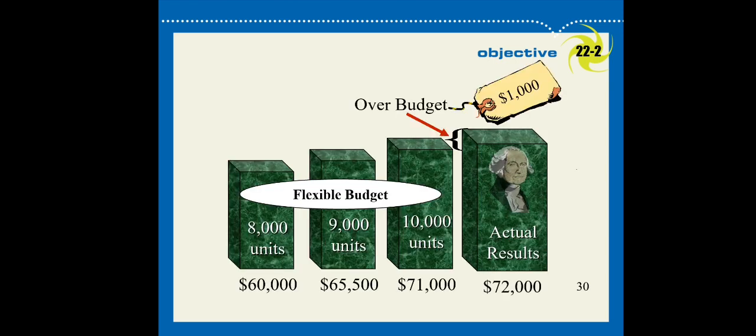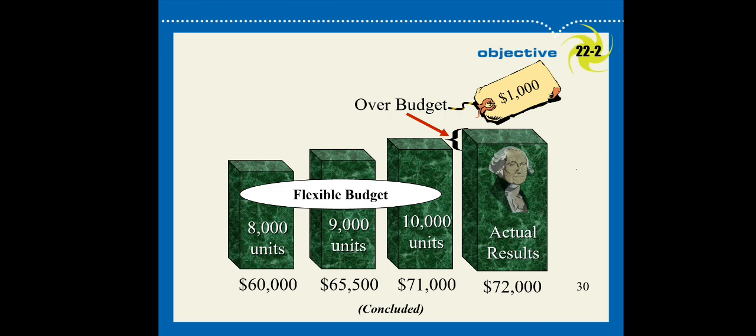But if the department uses flexible budget, then you can see here, flexible budget considers different level of activities or different quantity of production. So the actual result is $72,000 cost. That cost is related to 10,000 units of production. So when you prepare flexible budget, you compare this actual cost with the budgeted cost for 10,000 units of production.